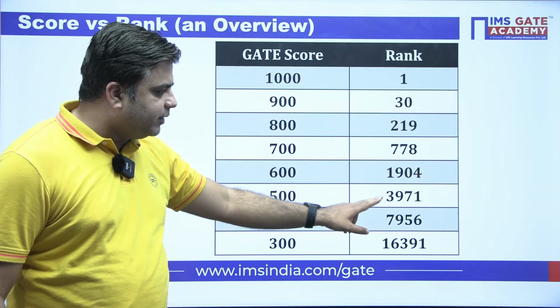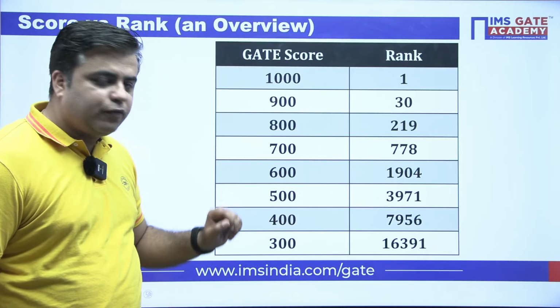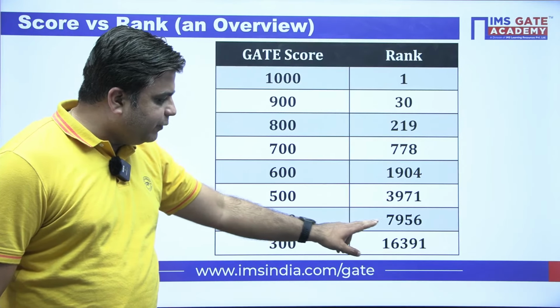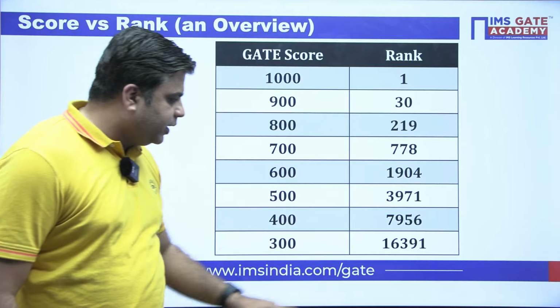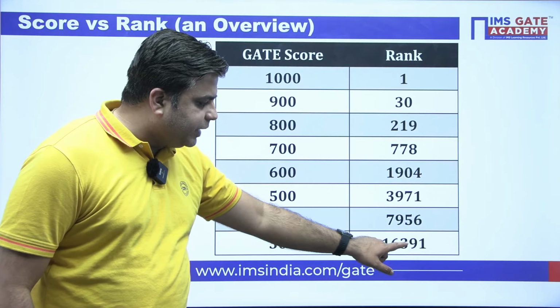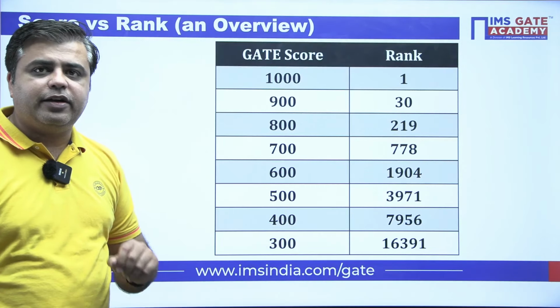AIR 3971 has a GATE score of 500. AIR 7956 has a GATE score of 400. And AIR 16391 has a GATE score of 300.